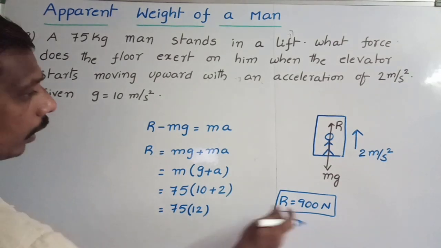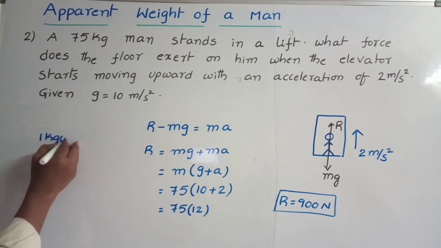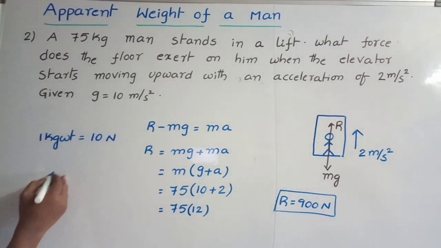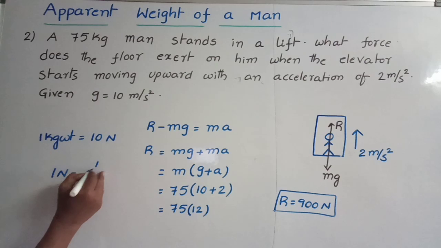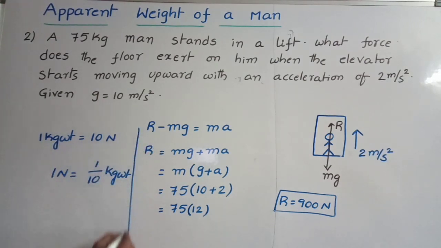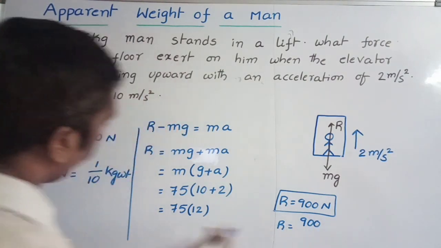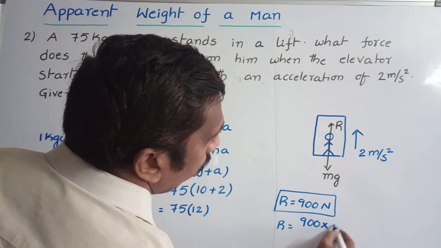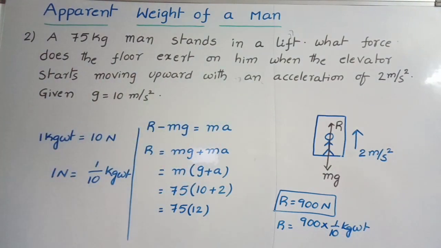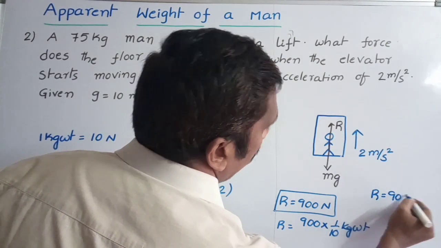If you want to write it in kg weight, already we know 1 kg weight is equal to 9.8 Newton, or approximately you take 10 Newton. In this, 1 Newton is equal to 1 by 10 kg weight. So substituting this kg weight value here, you get R is equal to 900 Newton, which is 900 into 1 by 10 kg weight. 0 gets cancelled. Finally we get reaction force R is equal to 90 kg weight.